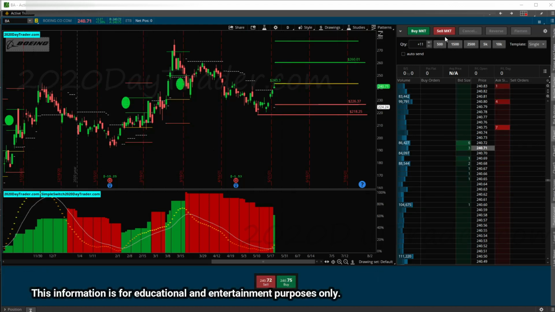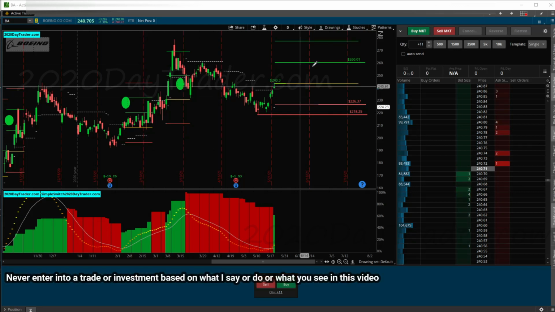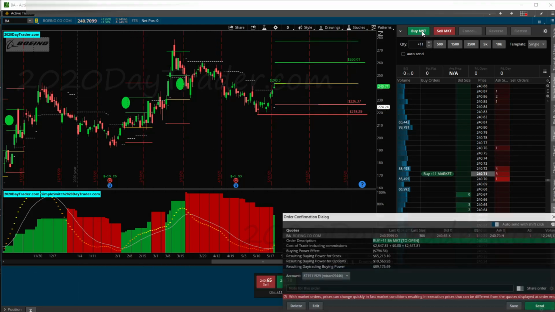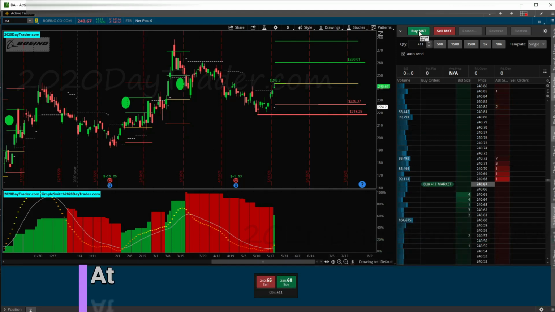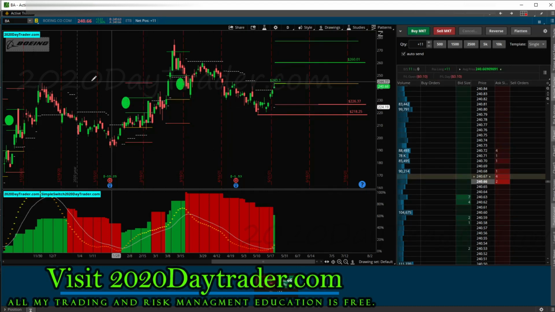So I got my 11 shares in based on my scaling ladder. So for my risk reward, because there's quite a bit of big move here, and as well as down here, I'm going to go ahead and hit buy. All right, so now we are in on Boeing.